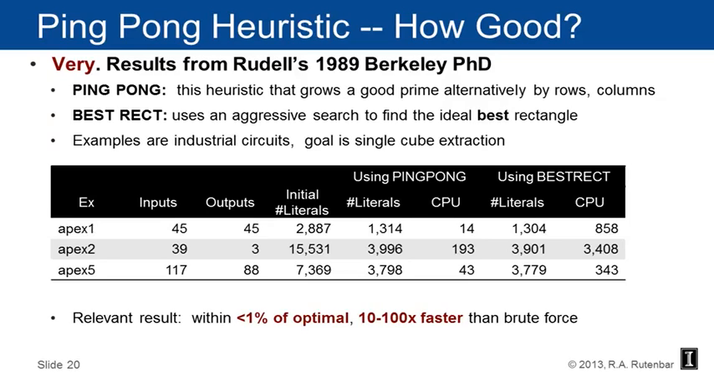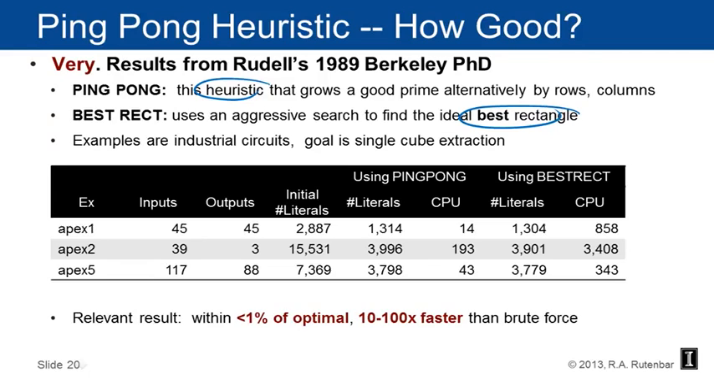Then there's another pair of columns using a different algorithm called best rect. This uses a very aggressive search to find the ideal best rectangle. So best rect is really expensive because it finds the best single rectangle you can, and ping pong is not really expensive because it uses a heuristic. For ping pong, there's a column that says how many literals in the final result and how much CPU time, and this is on a terribly old CPU, so don't worry about what the number is. Also for best rect, a column that says how many literals and a column that says how much CPU time. Just look at the difference.